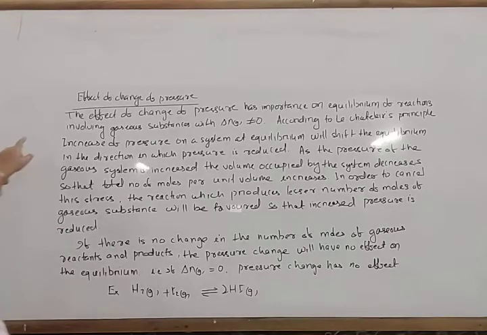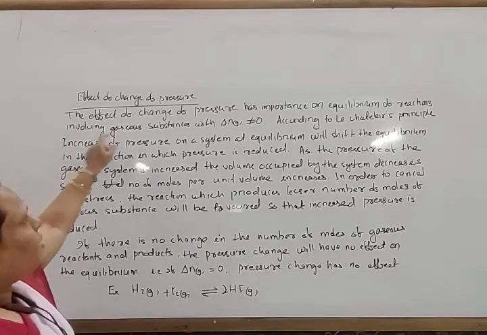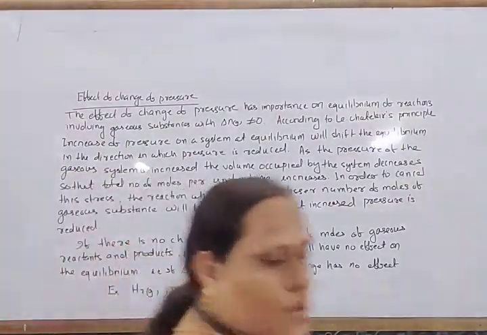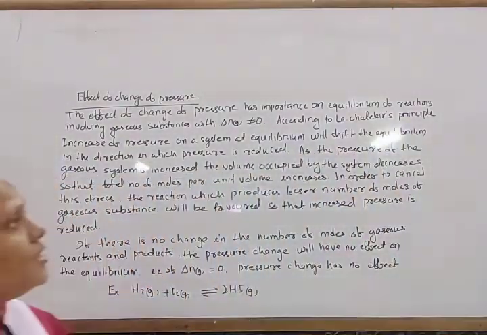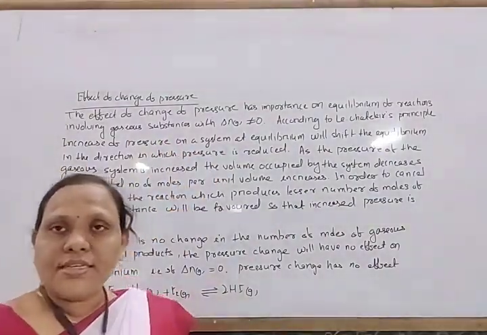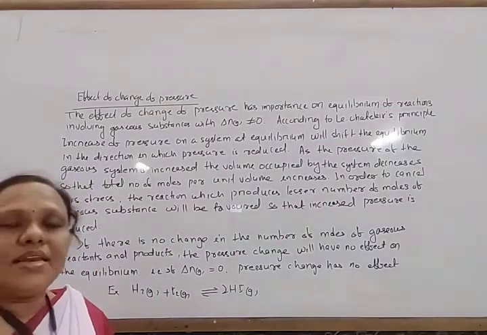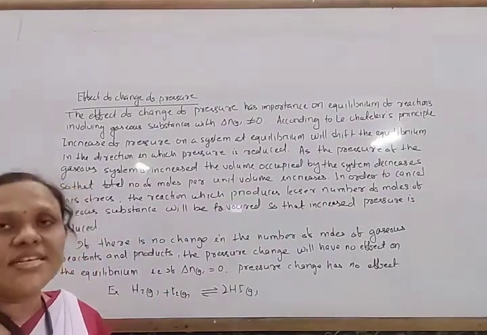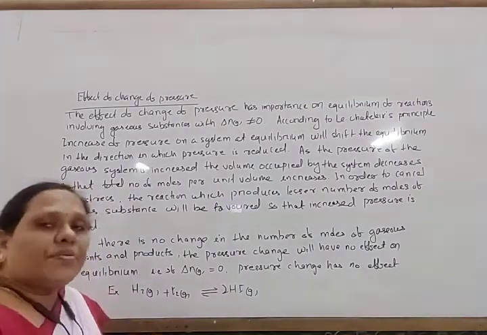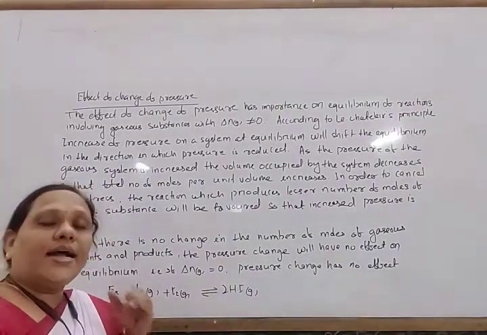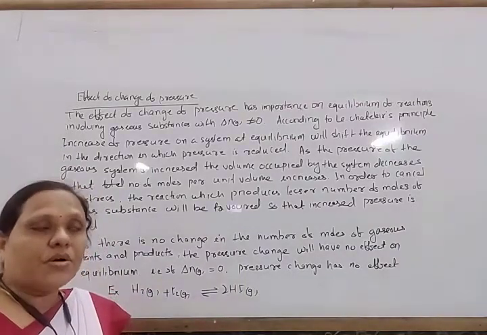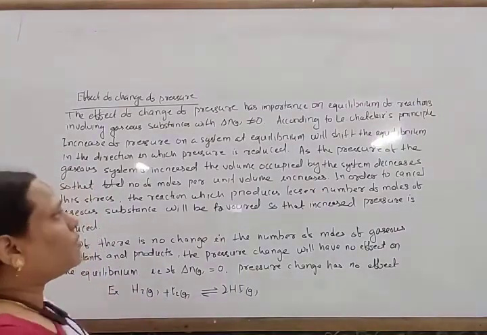Look here, effect of change of pressure. The effect of change of pressure has importance on equilibrium if the reactants or products involve gaseous substances with del Ng not equal to 0. So if del Ng equal to 0, then pressure change has no effect. If del Ng not equal to 0, then the pressure change is effective. And another condition, one of the reactant or product components should be in gaseous form.